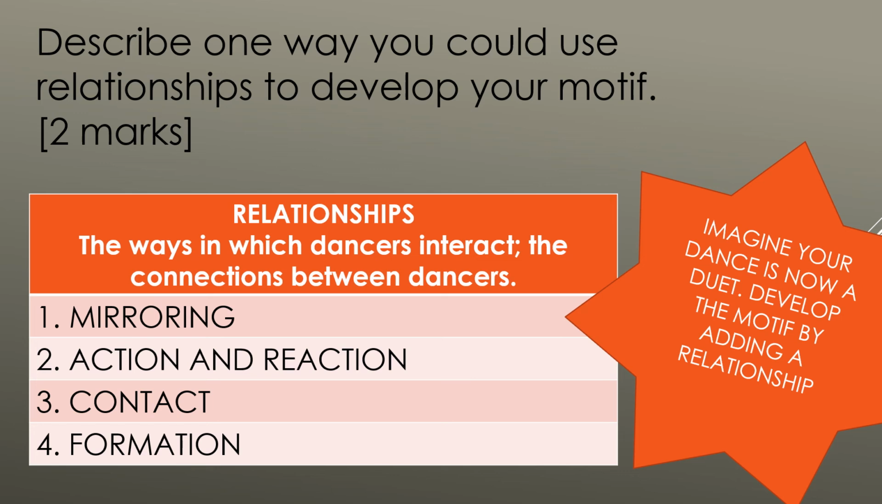Okay, so now this is your chance to answer this question. You are describing one way you could use relationships to develop your motif. So how you're going to tackle this is you've got to use the previous motif. So have a read through of your previous answer. What motif did you describe? Now this dance has become a duet. Which moment are you going to change and what relationship are you going to add? Okay, writing out the question, please, and then writing out your answer.